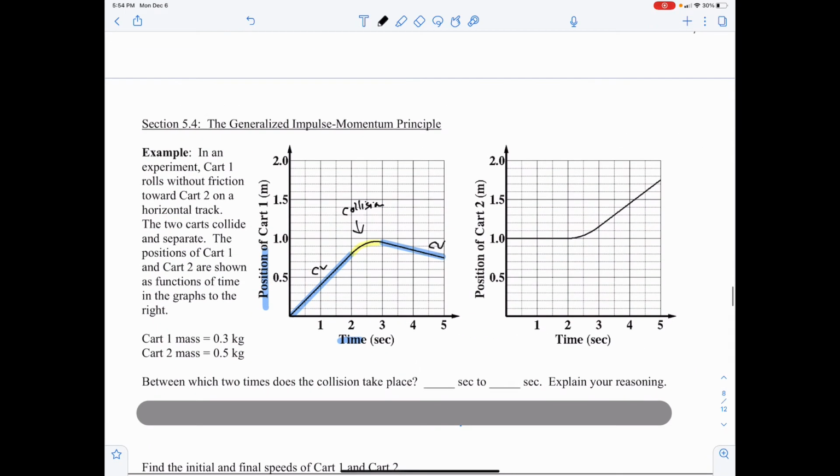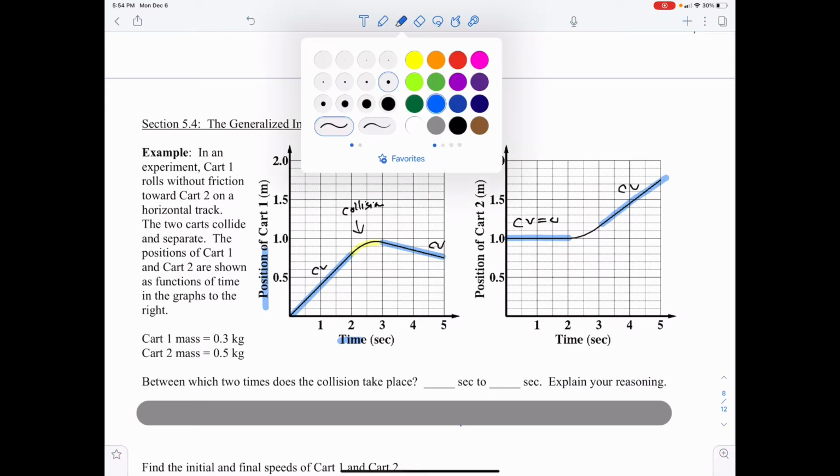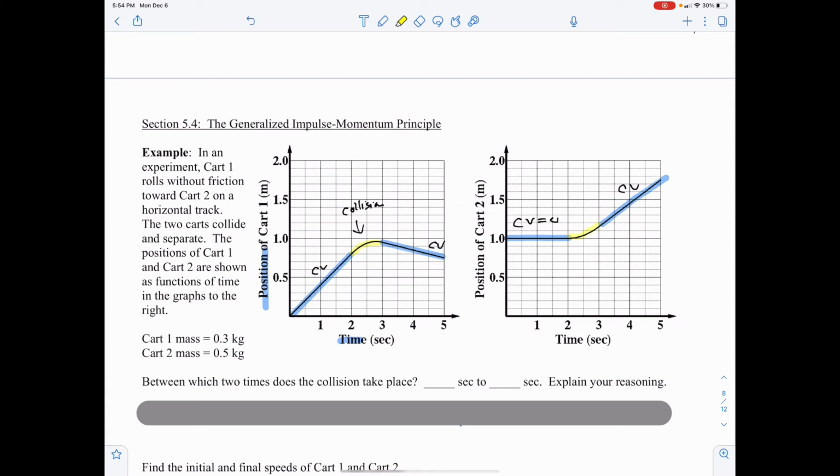The collision takes place when the momentum changes. Again, we can see it over here. Position of cart 2, constant velocity of 0. This part right here, constant velocity. And this part right here is showing you the exact same time interval. So it takes place from 2 seconds to 3 seconds.